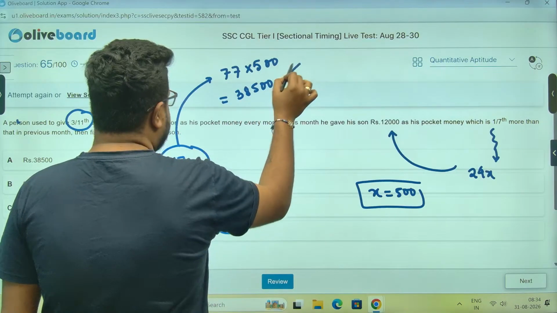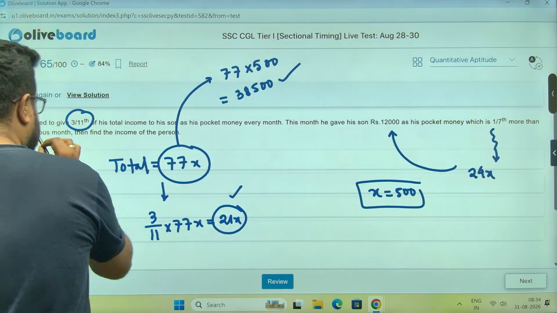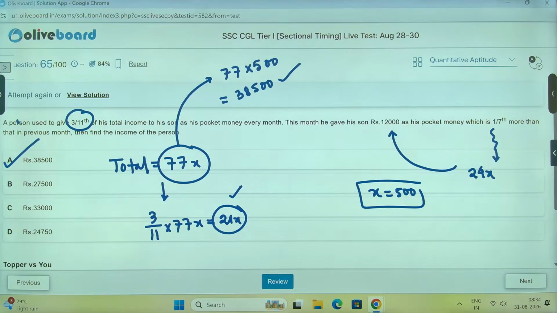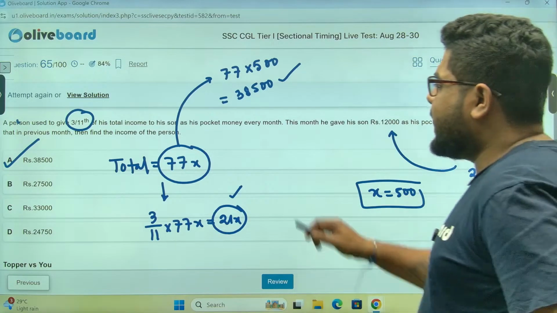38,500 rupees, option number A, sir. Option number A is most definitely your correct answer. Can you see? We are just dissecting the question.